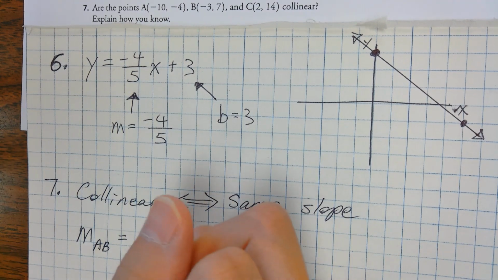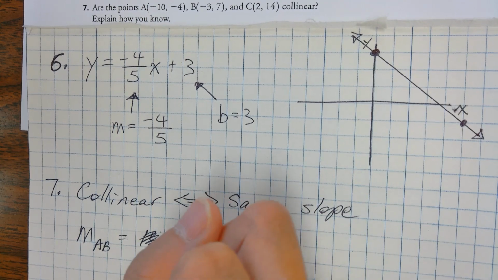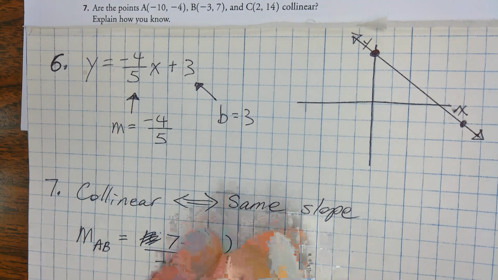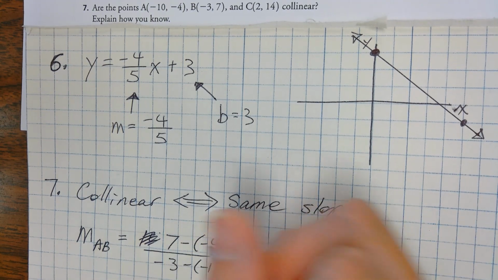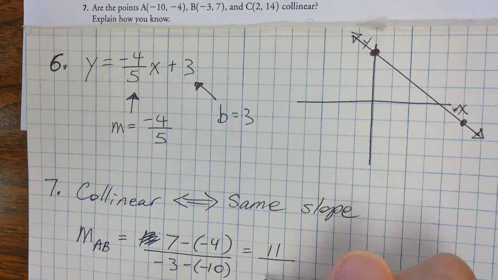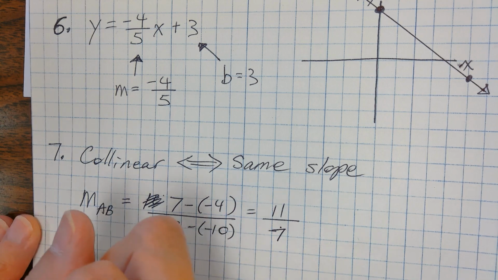Okay. So 7 minus negative 4 over negative 3 minus negative 10. So 7 plus 4 gives me 11. Negative 3 plus 10 gives me 7. Right, so my slope for A and B is 11 over 7.